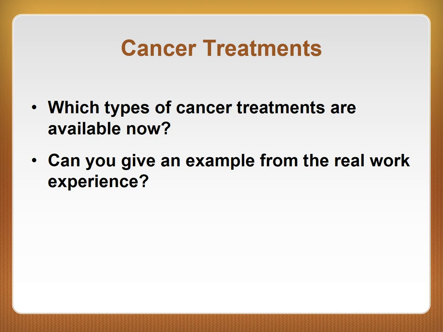Some people with cancer will have only one treatment, but most people have a combination of treatments, such as surgery with chemotherapy and/or radiation therapy. When the patients need treatment for cancer, they have a lot to learn and think about. It is normal to feel overwhelmed and confused. But, talking with the doctor and learning about the types of treatment the patients may have can help them feel more in control. Well, can you give an example from the real work experience?